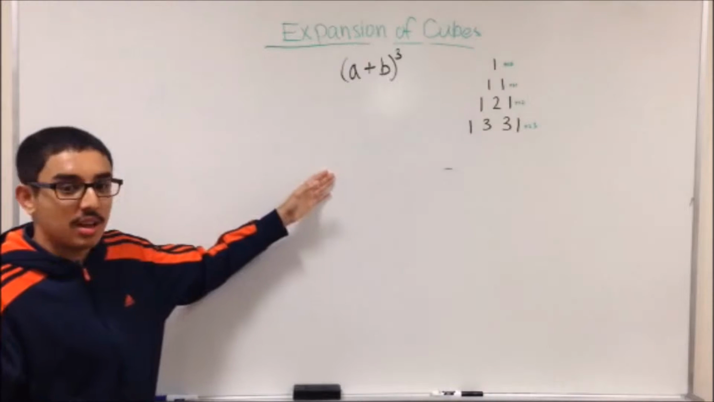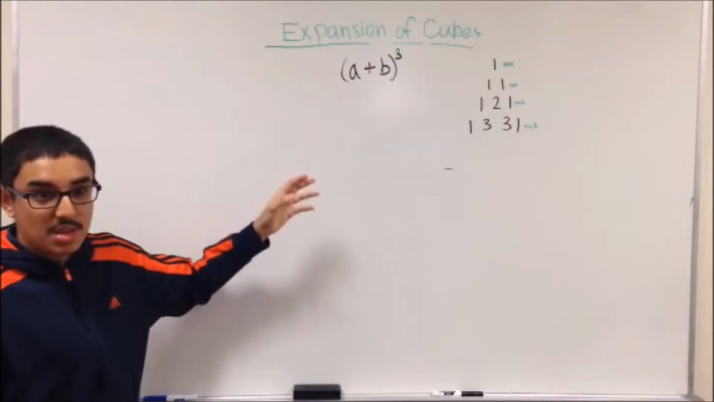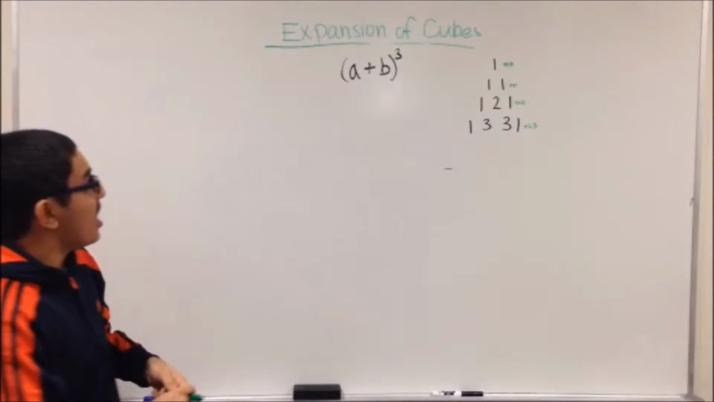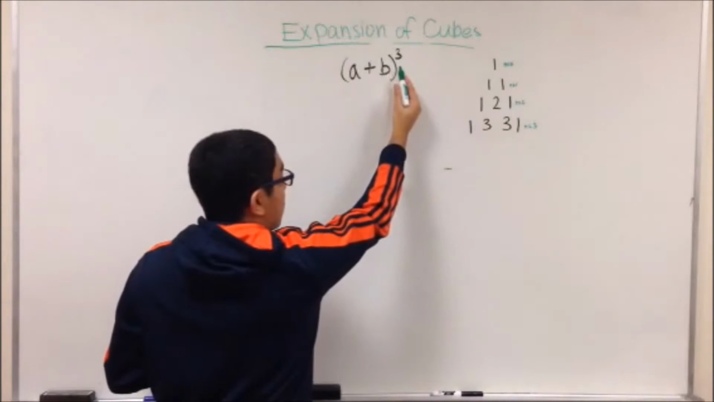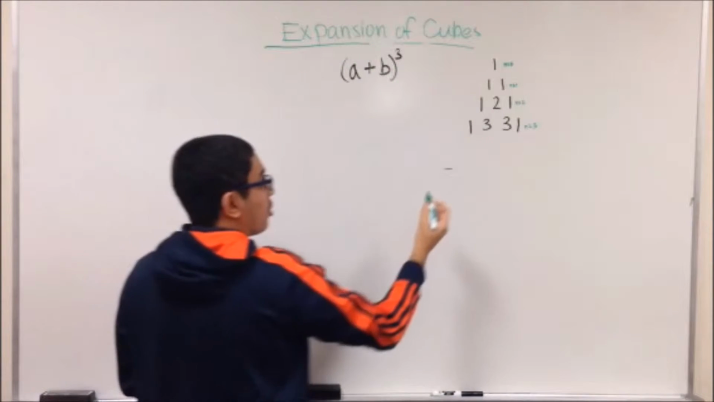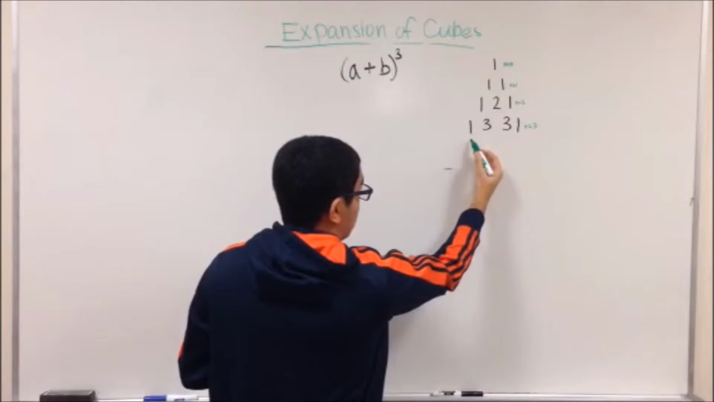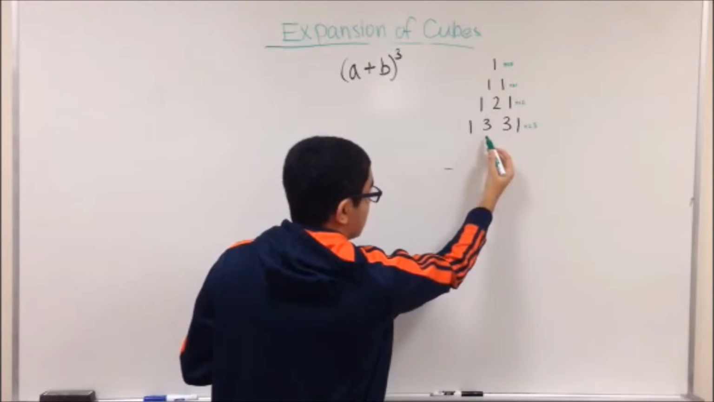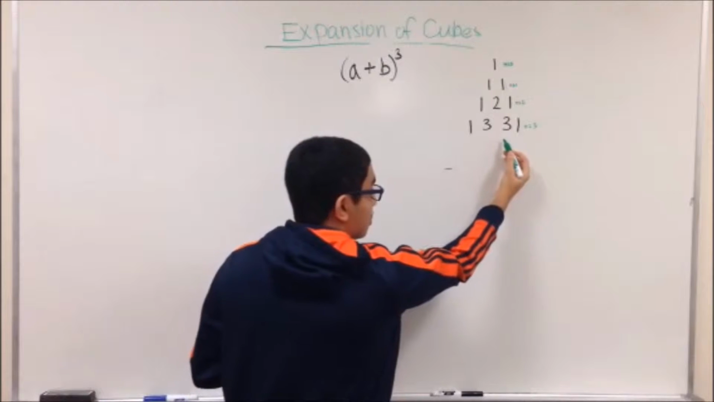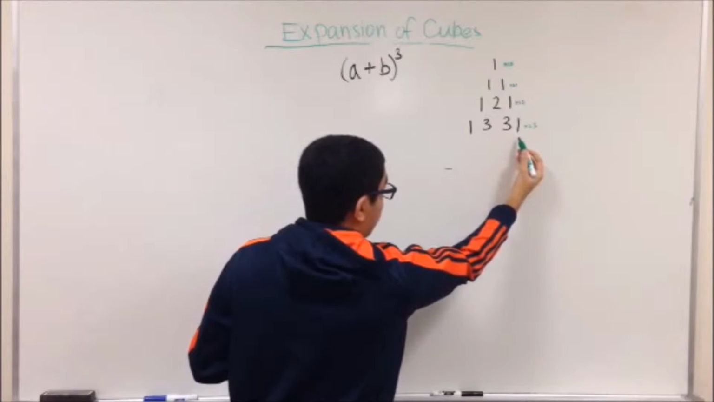Now here we are given a function that is read (a + b) cubed, and since the exponent has a value of 3, we're going to look at the third row of Pascal's triangle, where the first term is going to have a coefficient of 1, the second term with a coefficient of 3, the third term with a coefficient of 3, and the fourth term with a coefficient of 1.